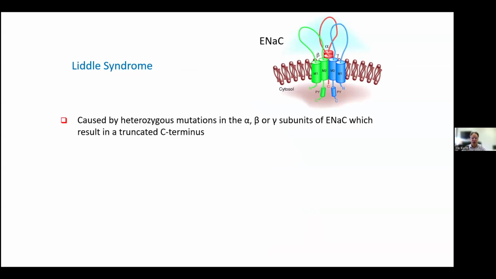So it's been known for years to be caused by heterozygous mutation. So it's autosomal dominant. You only need one allele. Okay. So if your father's normal and your mother has Liddle's, you have a 50% chance of getting Liddle's. It's not autosomal recessive, and it can be mutations in any of these three subunits.